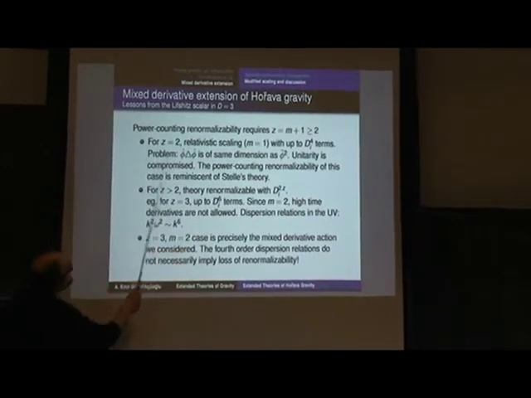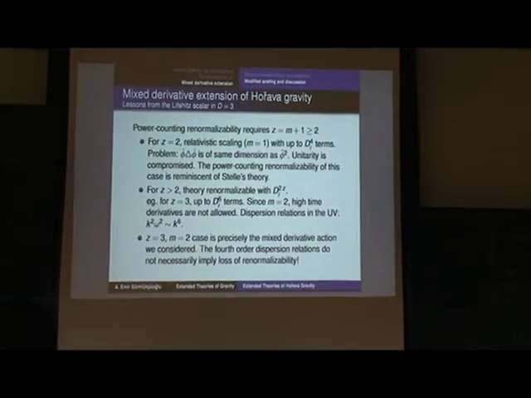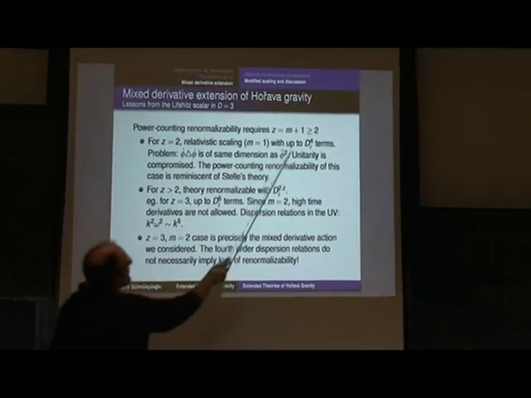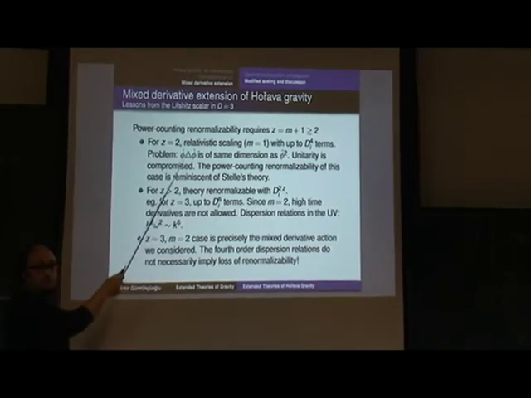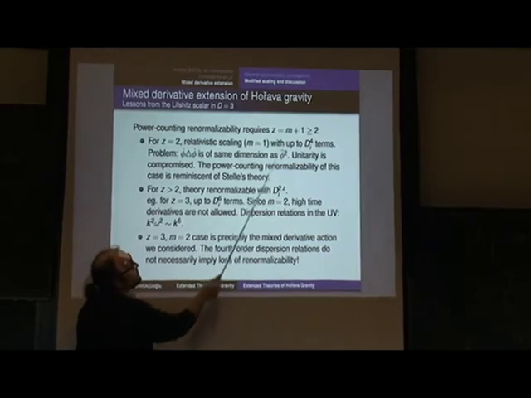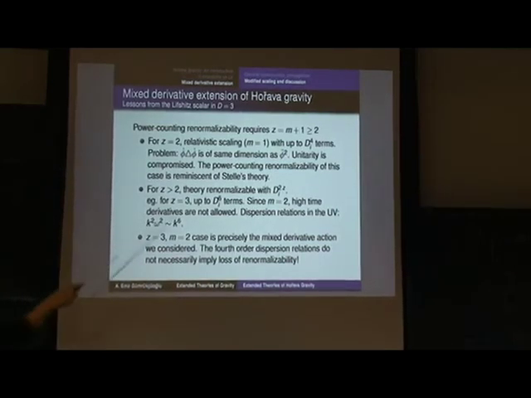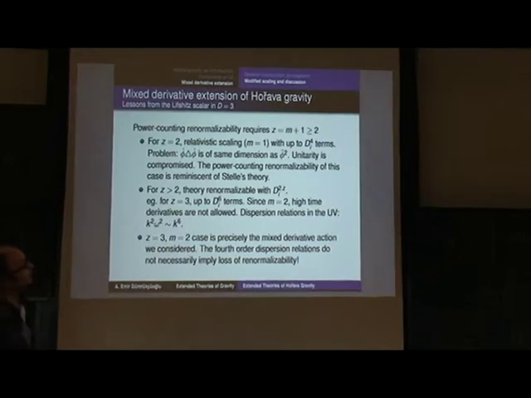z equals 2, and what is interesting is that m basically is 1, which means time and space now scale the same way. You have a relativistic scaling with up to 4th order gradient terms. However, the problem is you already have a mixed derivative term, and since time and space have the same dimensions, there's nothing that forbids you from adding a term such as phi double dot square. So if you're in this case, you will have basically a breaking of unitarity. And even though this is power counting renormalizable, it's very much like the Stelle theory. It's relativistic scaling, power counting renormalizable, but you have basically unitarity breaking terms.